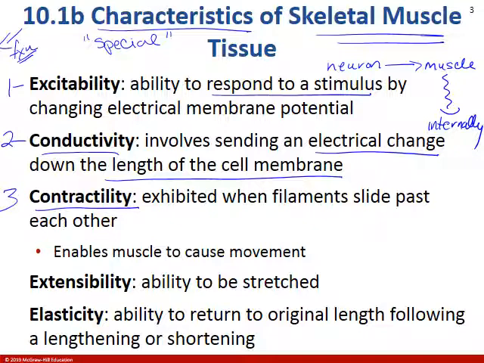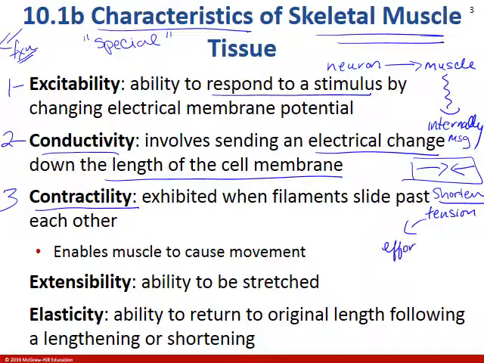3, contractility. Once we have the message internally, we can cause proteins or fibers within the muscle to contract. So we can shorten the muscle. That's contractility. And when we shorten that muscle, we are creating tension. And that tension can be used as effort to lift a load. Hopefully this is all kind of coming together since we talked about this previously in bones.